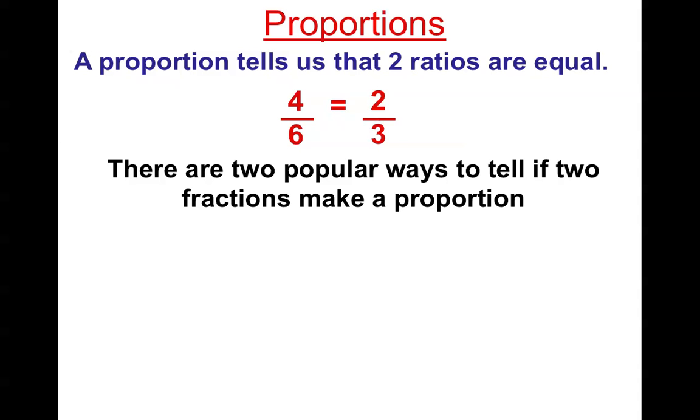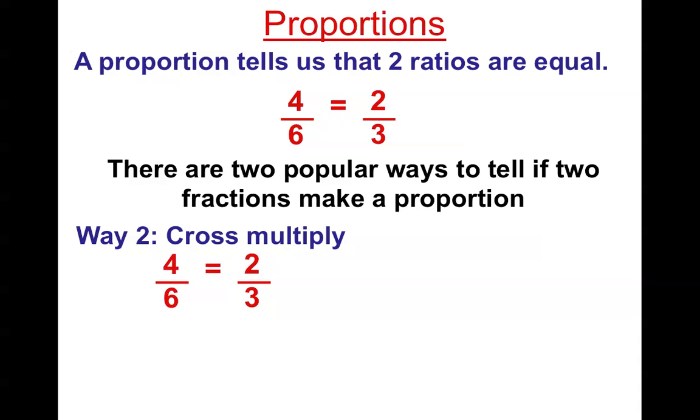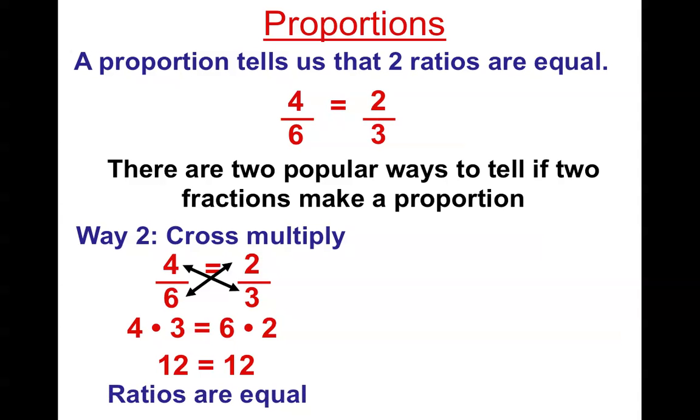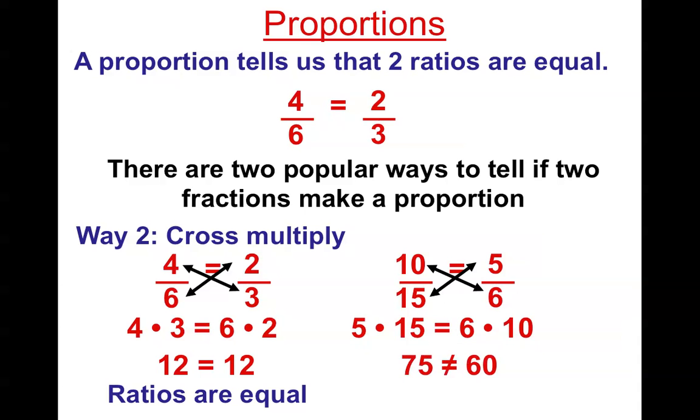All right, since there are two popular ways to tell if fractions make a proportion, there's another way. It's called cross-multiplying, and this is a way that your parents probably learned when they were growing up. If you have two fractions, want to see if two fractions equal each other, all you have to do is cross-multiply. And if the multiplication problems equal each other, then the ratios are equal. Here we go. Cross-multiply, and I get 60 equals 75. That is not true, so these are not equal.